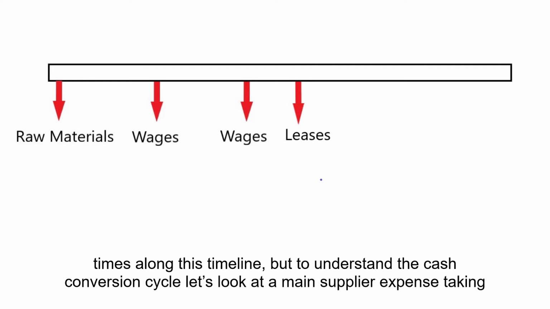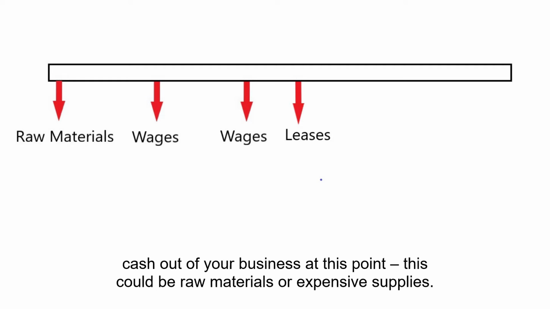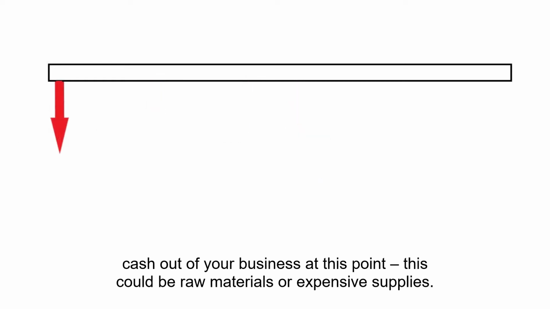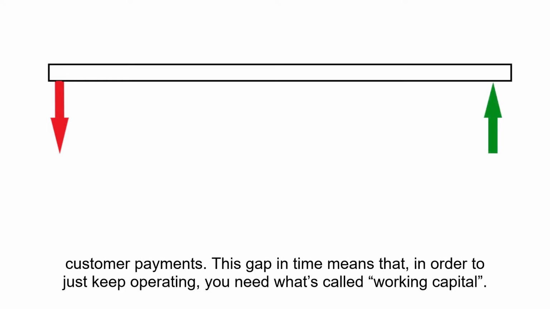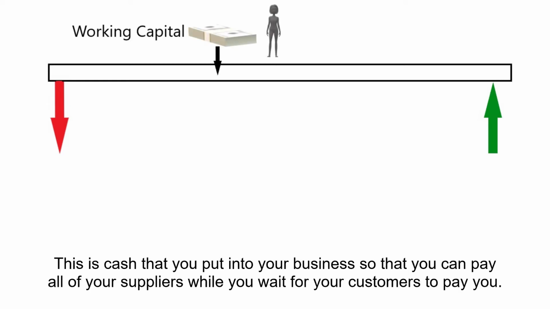But to understand the cash conversion cycle, let's look at a main supplier expense taking cash out of your business at this point. This could be raw materials or expensive supplies. You will notice that there can be a considerable amount of time between having to pay your suppliers and receiving your customer payments. This gap in time means that in order to just keep operating, you need what's called working capital. This is cash that you put into your business so that you can pay all of your suppliers while you wait for your customers to pay you.